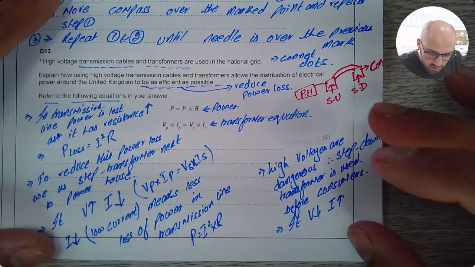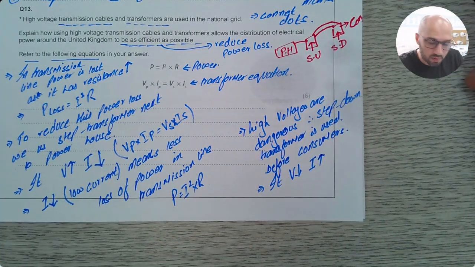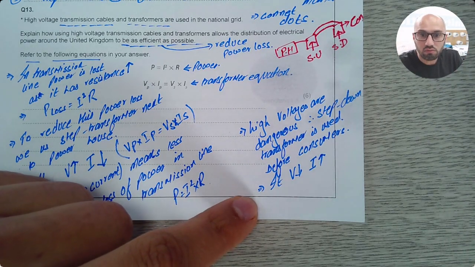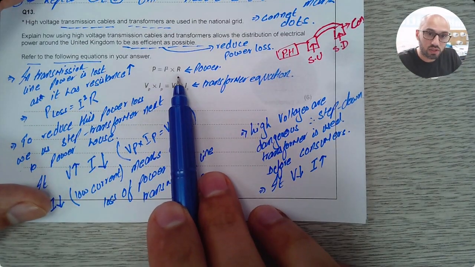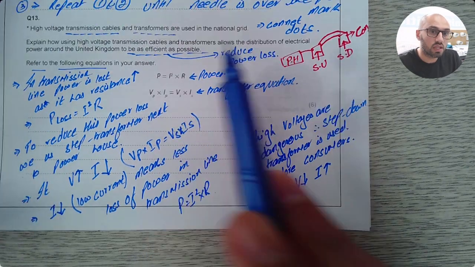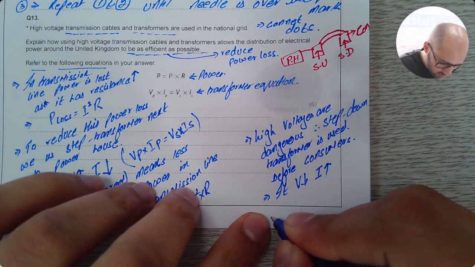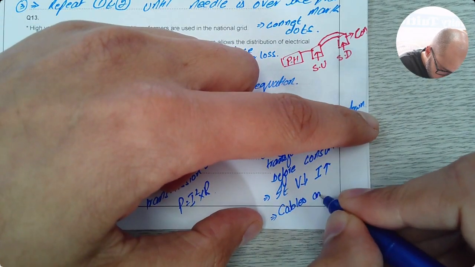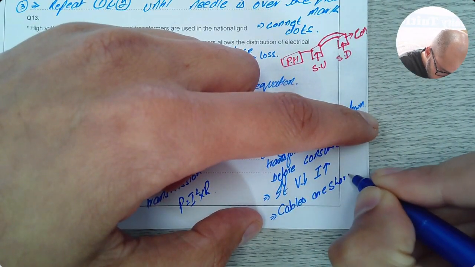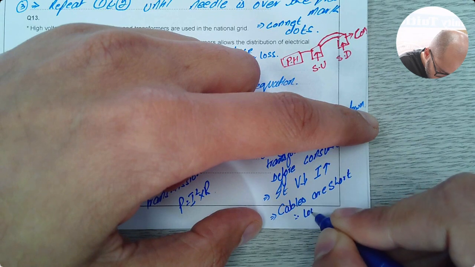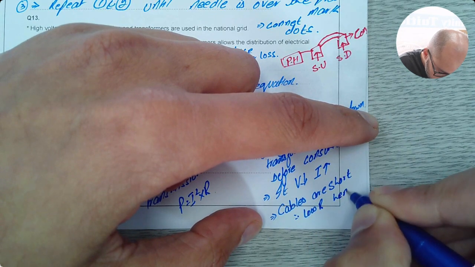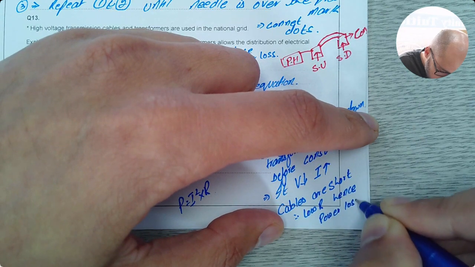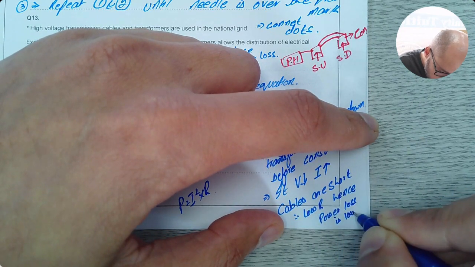Then the electricity is supplied to the houses, but you have to remember, compared to these transmission cables, the cables in our houses are very short. They'll have less resistance, and if they have less resistance, then the power losses will be small. You can say cables are short, therefore low R. Hence, power loss is lower.